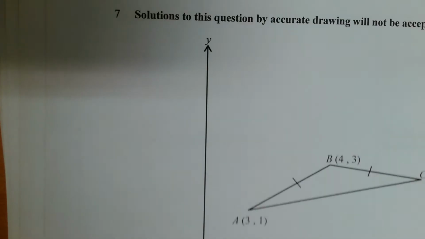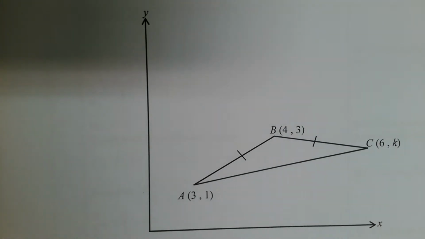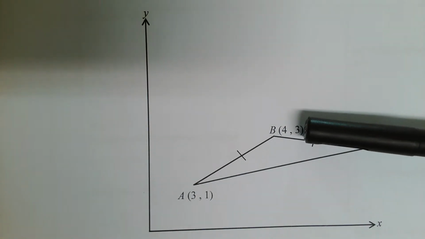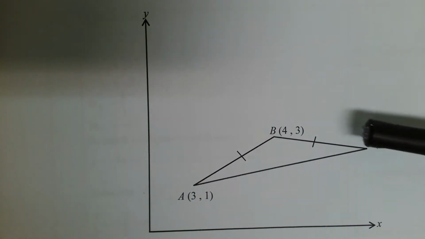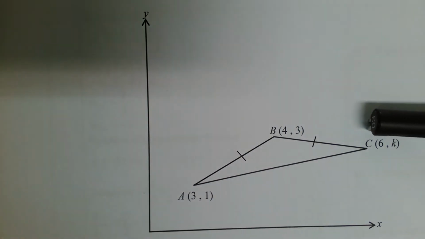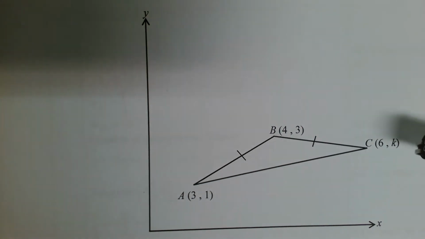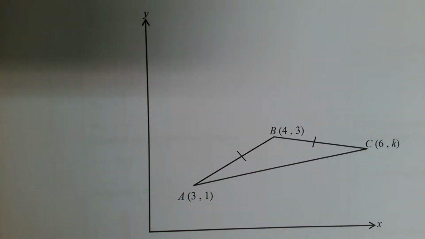Why? If you notice here, the y value of B is 3, and the y value of C is either 2 or 4. But notice that C very obviously lies below B. So therefore the value of k must be 2 and the value of 4 must be rejected.